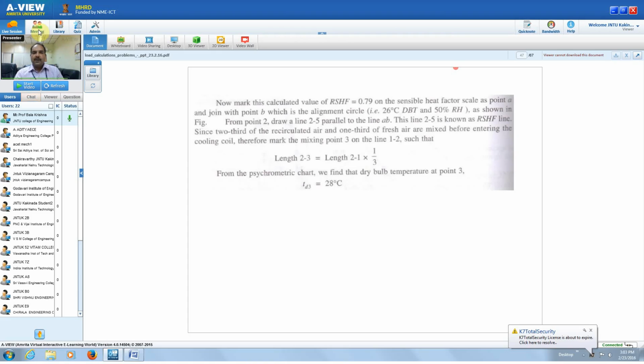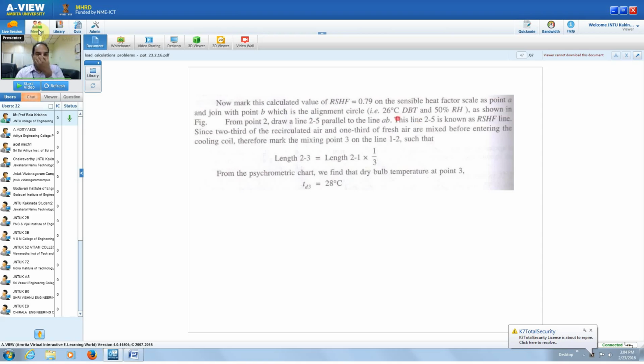Now, mark this calculated value 0.79 on the sensible heat factor scale as point A, and join it with point B, which is the alignment circle, that is 26 degrees DBT and 50% RH, shown in the previous figure. So at point 2, draw a line 2 to 5 parallel to the line AB. This line 2 to 5 is known as the room sensible heat factor line.